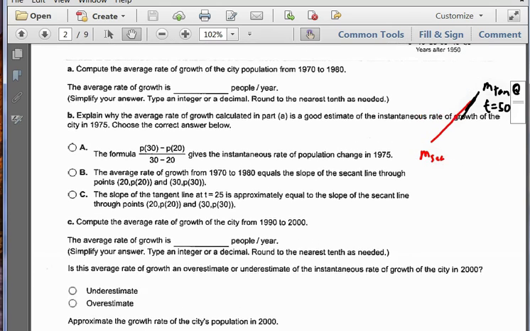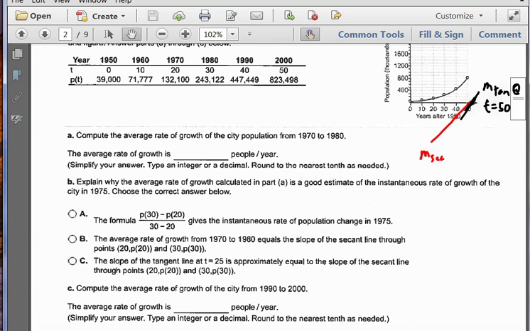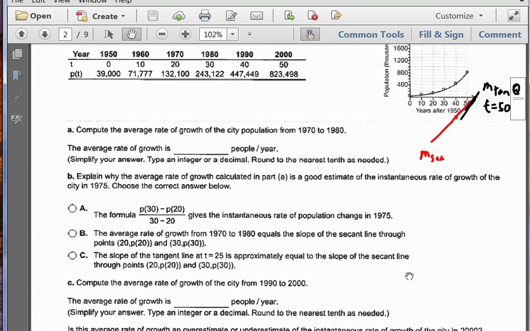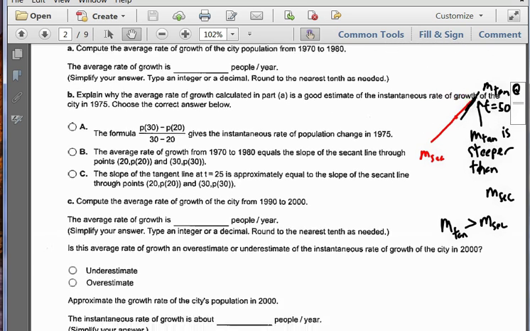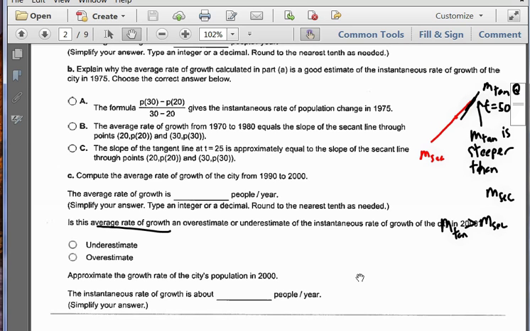So they want to know, is the thing that we found, the slope of the secant line, an overestimate or an underestimate? Well, the slope of the tangent line, like I mentioned a second ago, is steeper. Sorry, I should have fast forwarded this. Oh well. It's steeper than m secant, which means that m tangent is greater than m secant. Steeper slope means a bigger number, at least if we're dealing with positives. So therefore the secant line is an underestimate. It's not an overestimate.